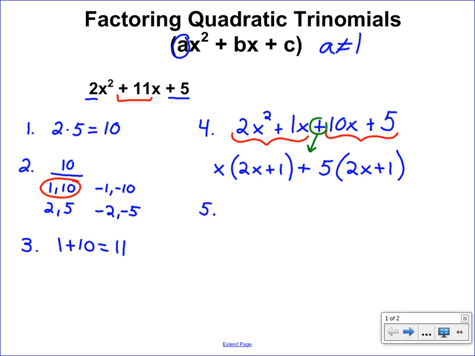Step 5 is your final answer. You make a FOIL problem using the GCFs and the parentheses that they have in common.